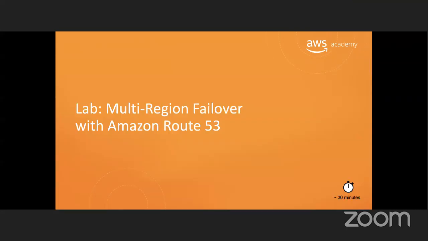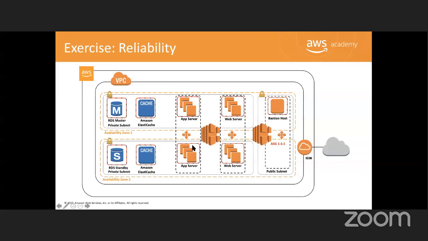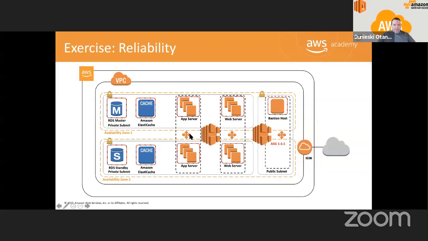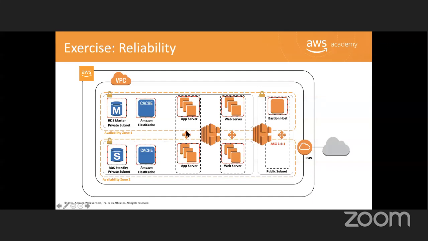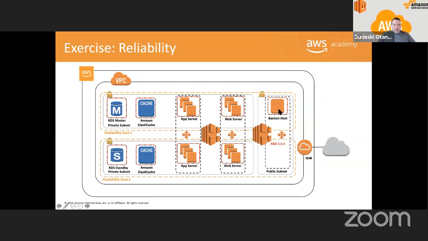Why is the auto scaling in the public subnet? Because if the Bastion host goes down, you have to have another one. Remember, it's 1, 1, 1. This one goes down, it creates a new one. This one goes down, it creates a new one.